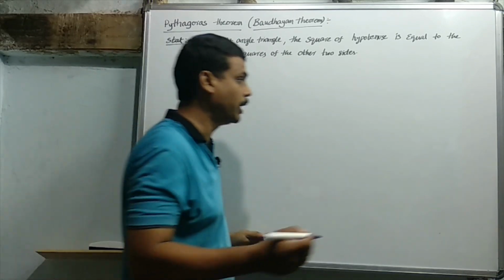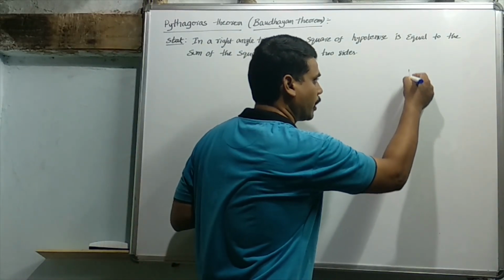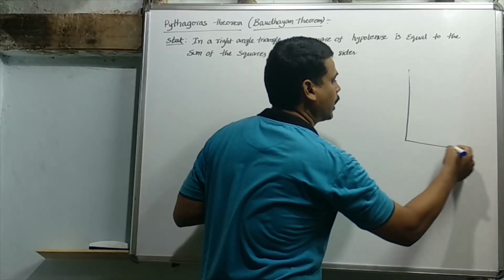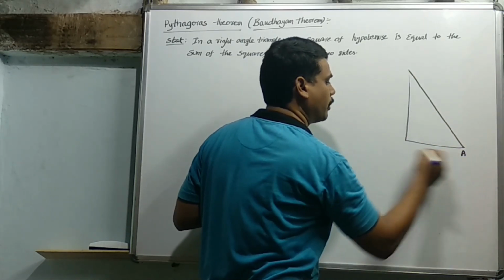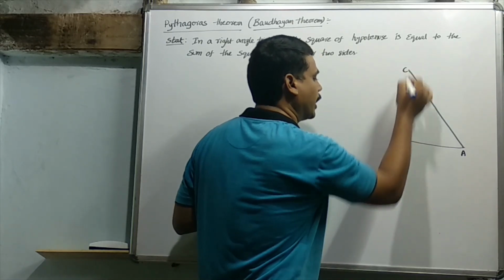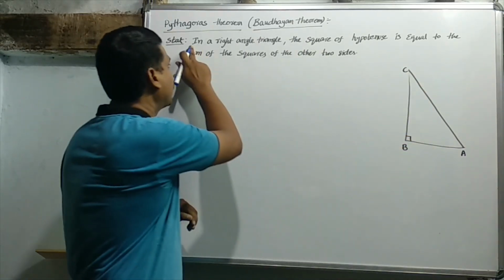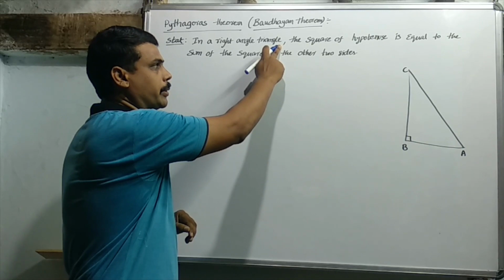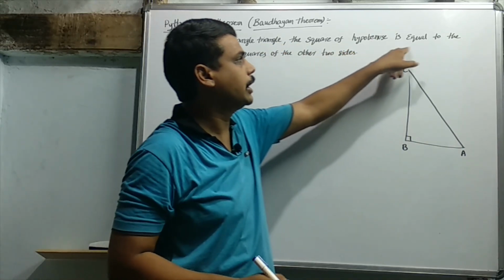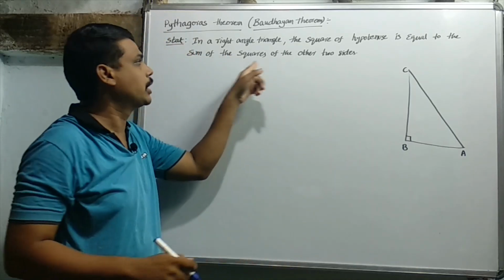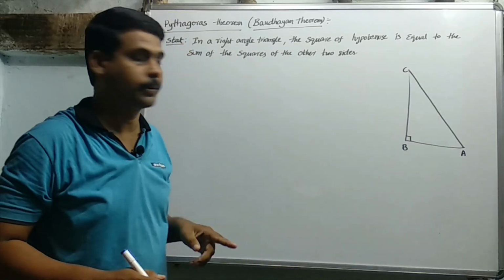Let us explain with a diagram. I take one right angle triangle. In the statement of this theorem, only a right angle triangle is given. This is the given part. What you have to prove is that the square of the hypotenuse is equal to the sum of the squares of the other two sides.